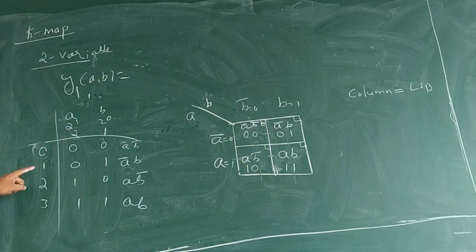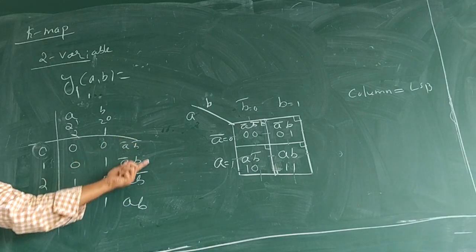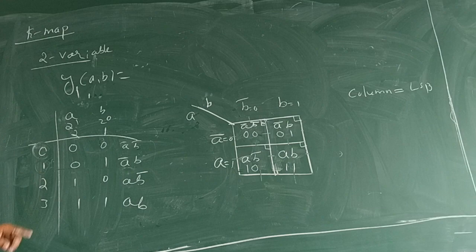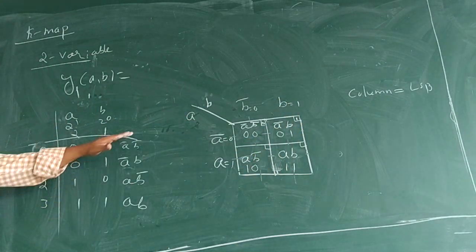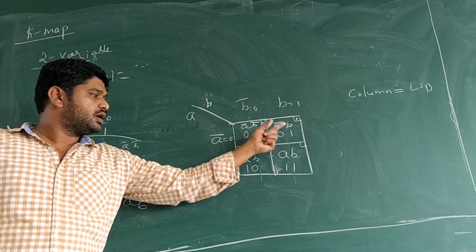Okay. So next, what is this? A complement B. Please find out A complement B. What is its equivalent value? 1. Hence I will write here 1. Okay. Second, first row all cells are finished. Come for the second row.